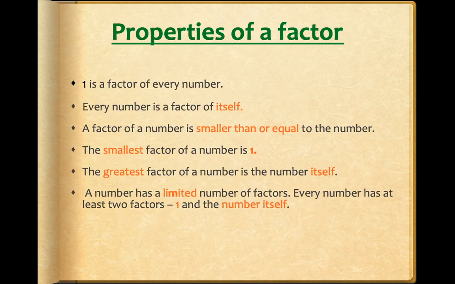Now let's discuss the properties of a factor. 1 is a factor of every number. Every number is a factor of itself. A factor of a number is either smaller than or equal to the number. The smallest factor of a number is 1. The greatest factor of a number is the number itself. A number has a limited number of factors. Every number has at least 2 factors, 1 and the number itself.